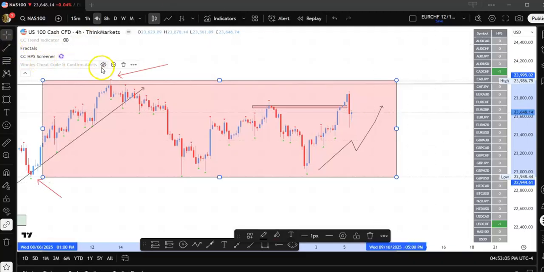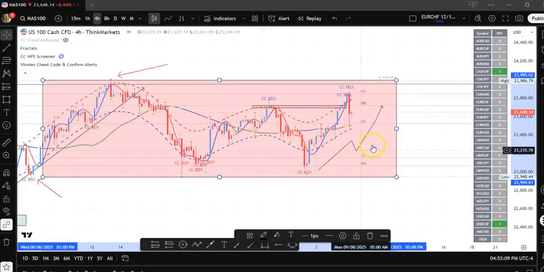Then I go into the Cheat Code. The Cheat Code at that time printed a CC sell. Okay, a CC sell is giving you a heads up that the market and price will start to head down. Okay, do I take a sell exactly when the CC sell pops up? No, I wait. Okay, I wait for two things.